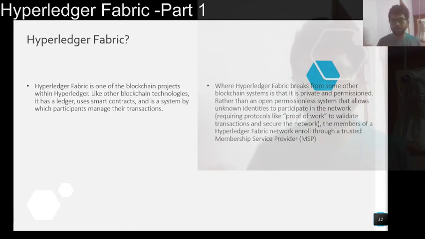We are going to be more focused on Hyperledger Fabric going forward: how to create our basic network, how to deploy our smart contract, and how the solution looks. A lot more to come.